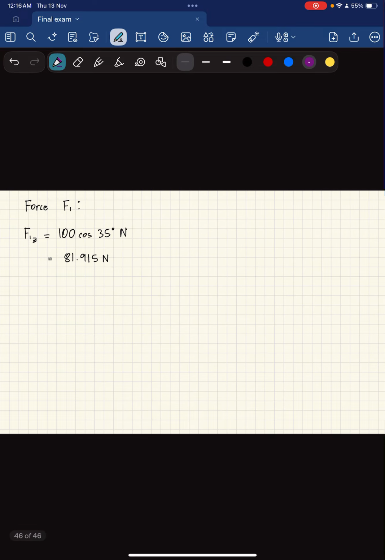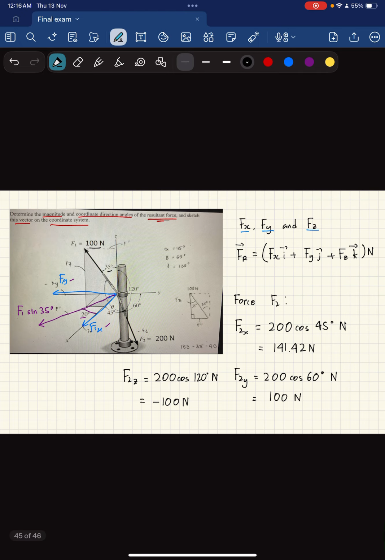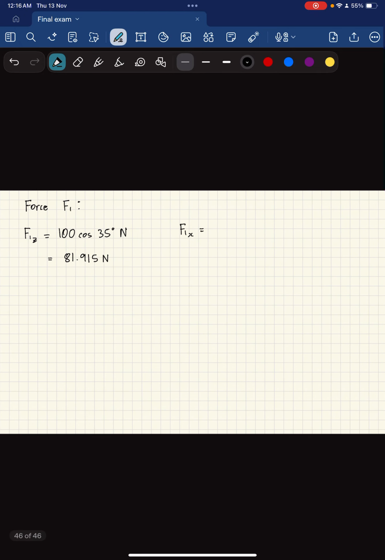Okay, let me show you how this is done. So the F1x component is just simply, as we mentioned earlier, F1 sine 35. So it's just 100 sine 35. Sorry, not sine, my apologies. Sine 35.